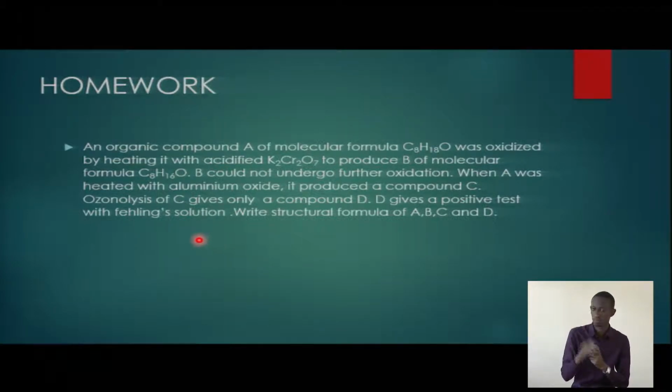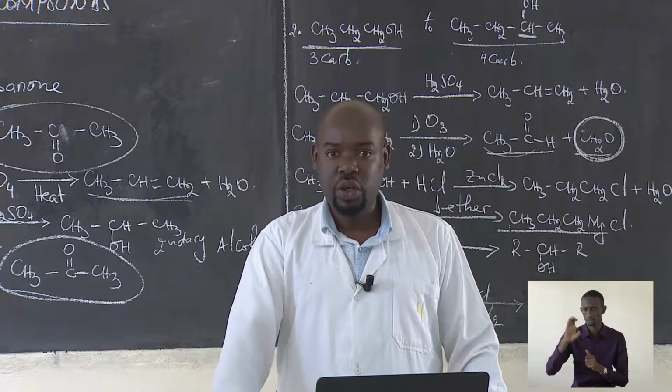The ozonolysis of C gives only a compound D. We know compounds which can undergo ozonolysis. And then D gives a positive test with Fehling solution. Write the structure formula of compounds A, B, C, and D. You will try that one.